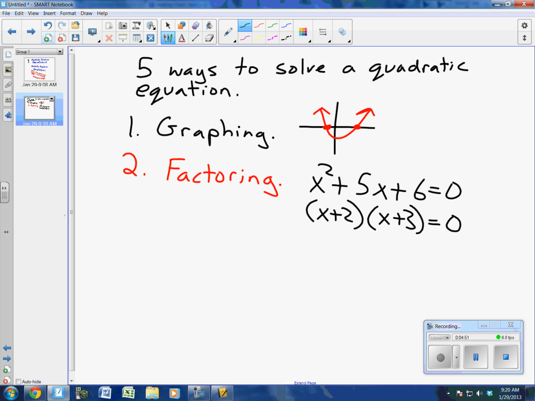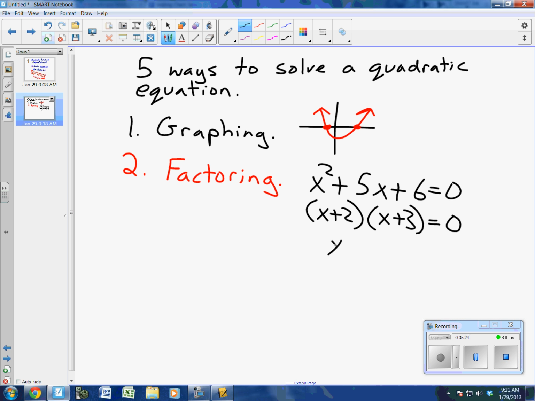And since I'm looking for the zeros, this is called the zero product property. If you have a factor times a factor equal to 0, the only way that can happen is if one of the factors is 0. So how would I make this factor 0? Negative 2, right? Negative 2 plus 2 would be 0, negative 2 plus 3 would be 1. 0 times 1 is 0, right? Or how do I make this factor 0? Negative 3. Negative 3 plus 3 is 0, and negative 3 plus 2 is negative 1. Negative 1 times 0 would be 0.